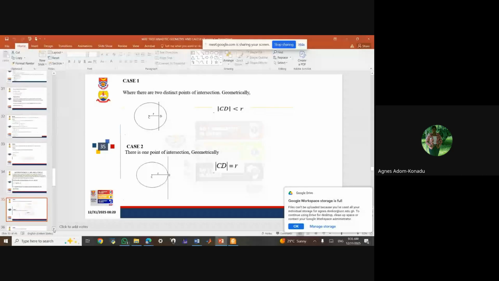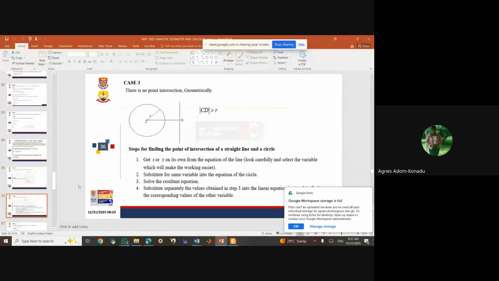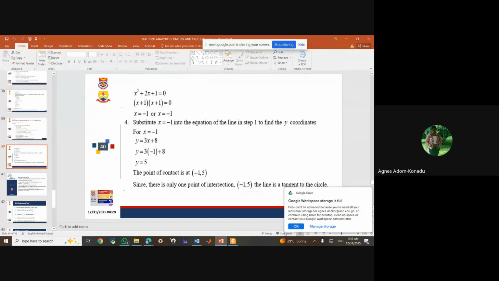And the last one, I don't think I have an example on that. But the last one is going to be, when you solve, you're going to get an imaginary point. When you get an imaginary point, then it means that it is the third case. So they have the third case when we have imaginary points.